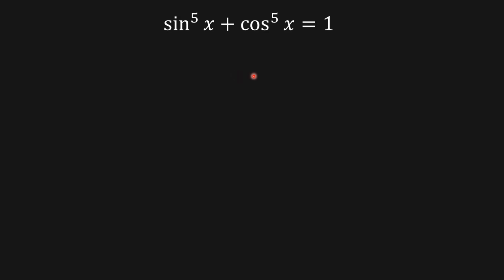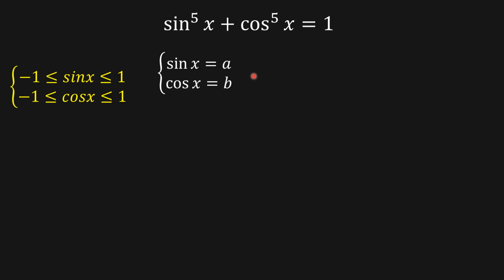To start, I'm going to make a substitution. I'm going to say sine x is equal to a and cosine x is equal to b. But we know that we have to respect this condition here. And so according to our substitution, we're going to have this other condition because we're replacing sine and cosine by a and b.